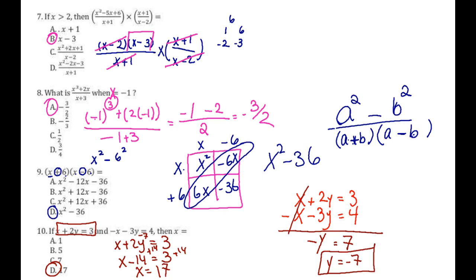Now, this is the shortcut. This is less work, to find y first, then do x. But if you want to find x the first time, and not have to find y, you have to multiply this equation by 2, and multiply this equation by negative 3, then add. So I'm just going to show it, just in case.